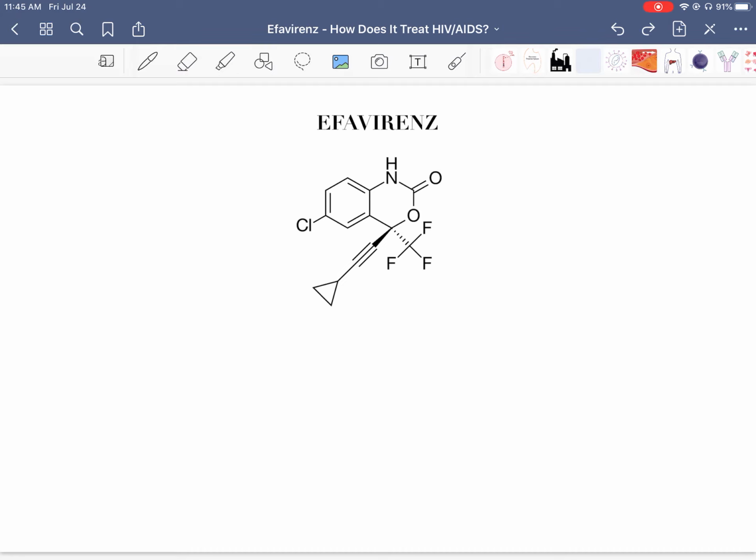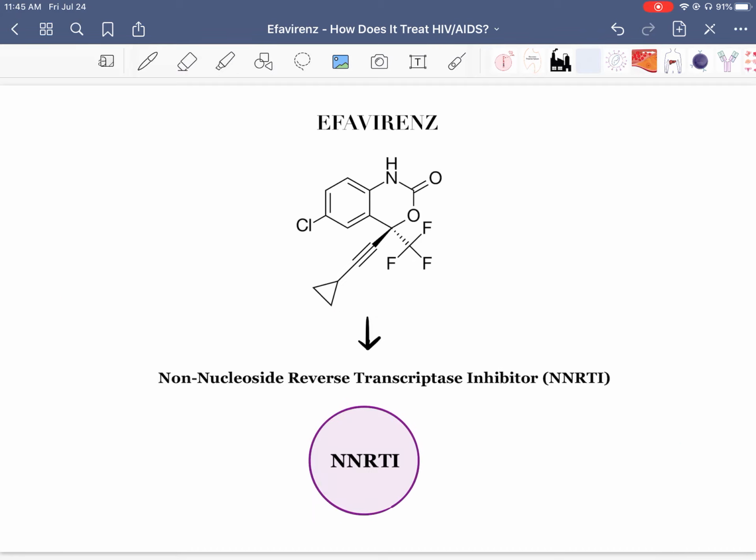Efavirenz falls under a class of anti-HIV drugs known as non-nucleoside reverse transcriptase inhibitors, abbreviated as NNRTIs. To understand how efavirenz works, let's first re-explore what happens in our cells once HIV has infected and entered our cells.